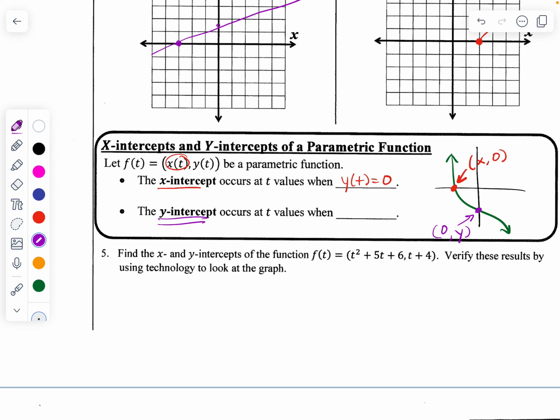We see this here. This is the x-intercept. Well, what's the y value? It's 0. At the y-intercept, what's the x value? It's 0. So it's kind of counterintuitive, but the x-intercept happens when y equals 0, and the y-intercept happens when x equals 0. So let's use that knowledge and find some x and y-intercepts.